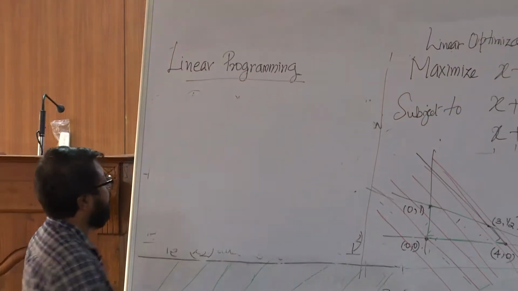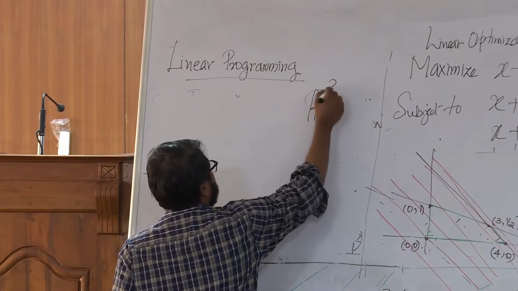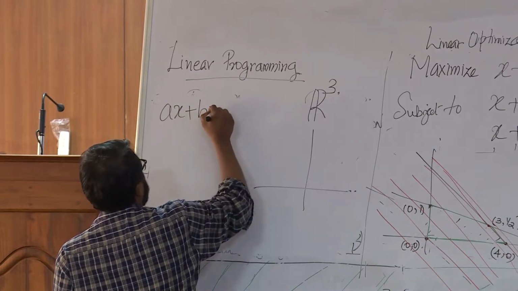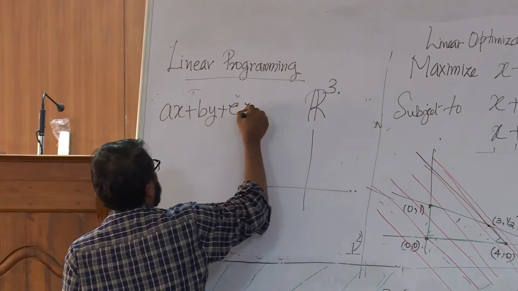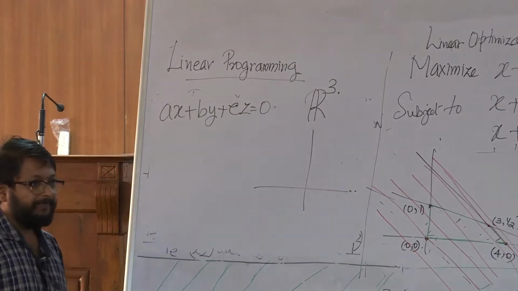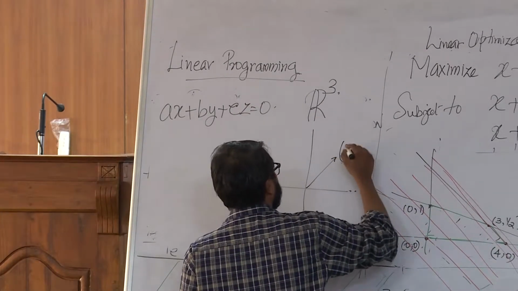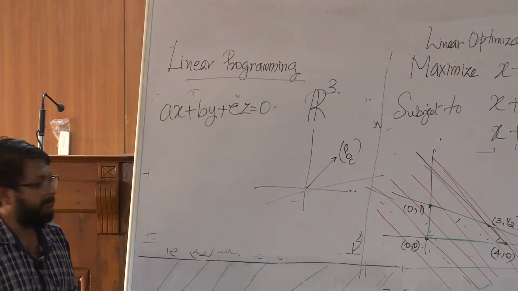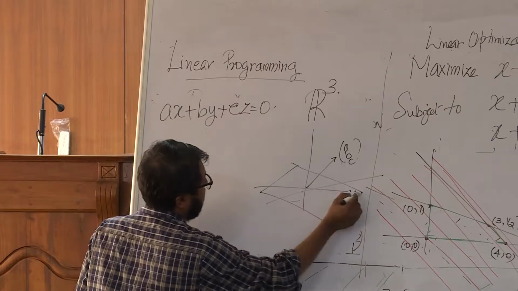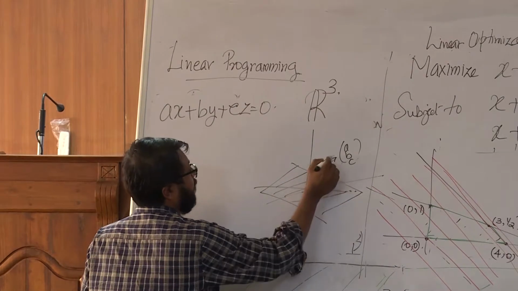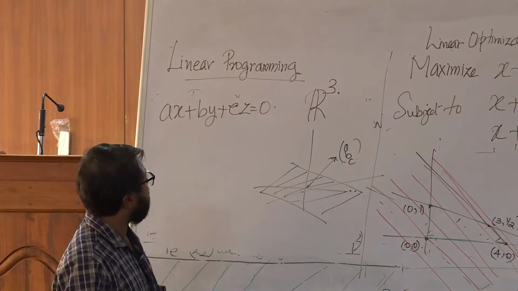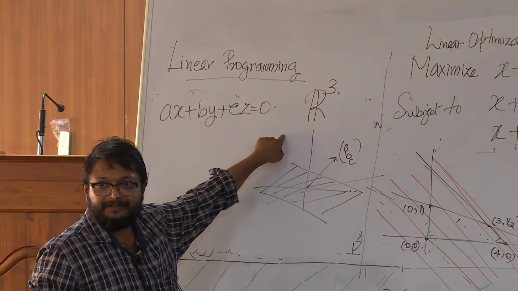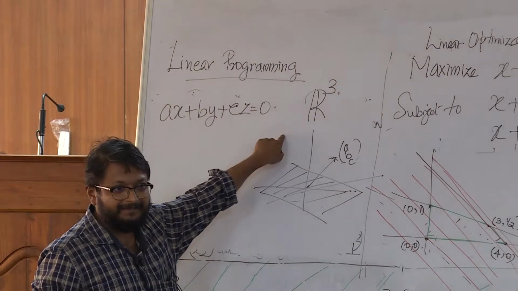Suppose you look at R3. Again, something like Ax plus By plus Cz equal to 0 defines what? You look at the point (A, B, C) in three-dimensional axes. I am looking for a plane which is perpendicular to the normal vector (A, B, C). That is the equation Ax plus By plus Cz equal to 0. Same ideas work.